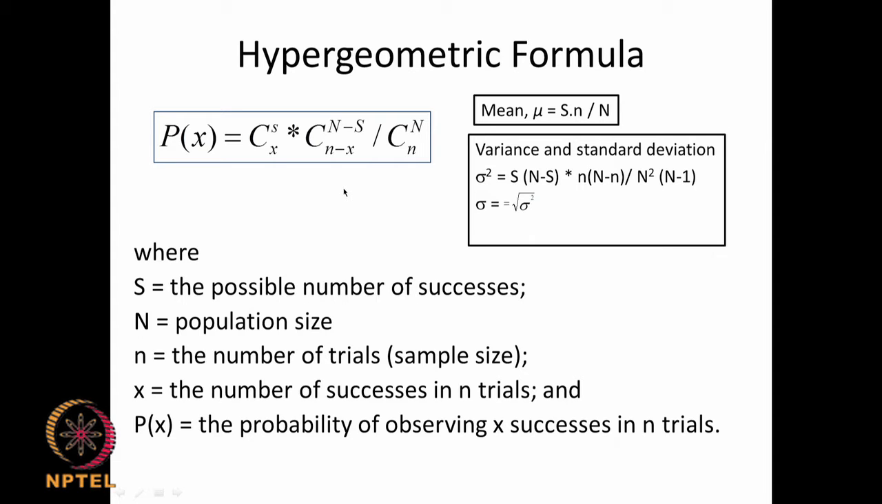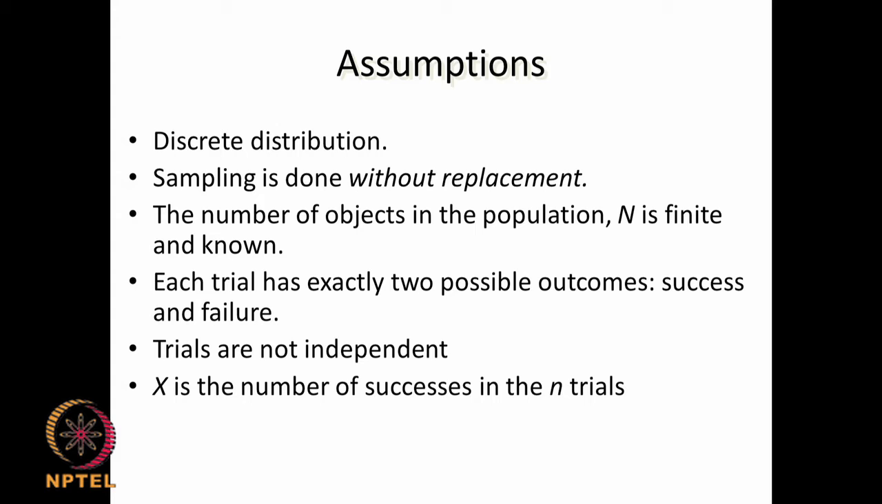So, as I said here, the sample size is reasonably close and comparable to the population, unlike the normal, okay. So, it is a discrete distribution because sampling is done without replacement, okay. So, you take it out and there is no replacement. N is finite and known, and each trial has exactly two possible outcomes, success or failure, okay. Suppose I pick balls from a bag which may have black or white, okay. So, success, failure, black, white, yes, no. The trials are not independent, and x is the number of successes in the n trials, okay.